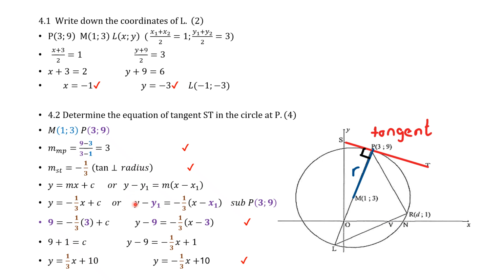Or on the other side, y minus y1. So y1 would be 9, x1 would be 3. Negative 1 over 3 x times that would give me negative 1 over 3 x. Negative 3 times negative 1 over 3 gives me plus 1. There, if I bring minus 9 over, 1 plus 9 would then give me 10. So 1 mark there for correct substitution and 1 mark for the final answer.